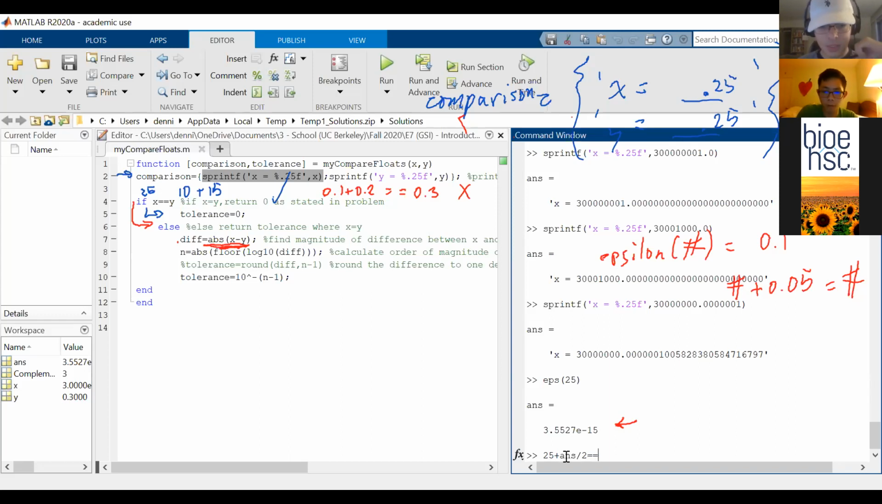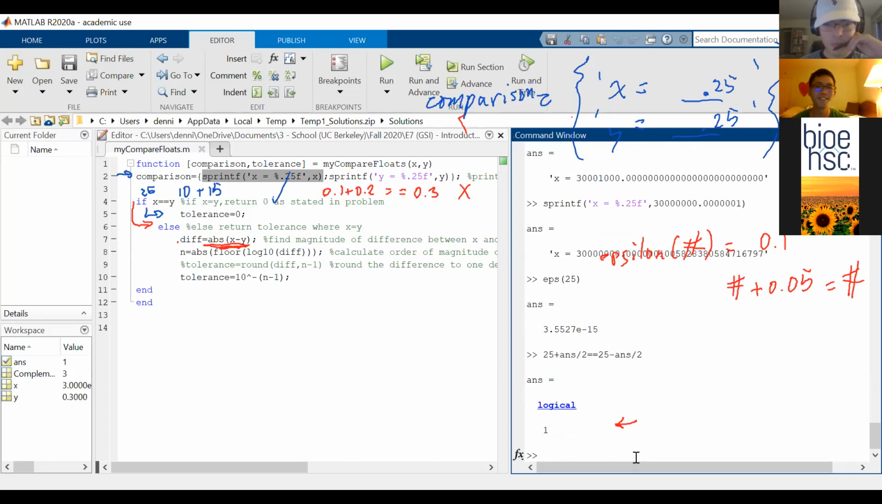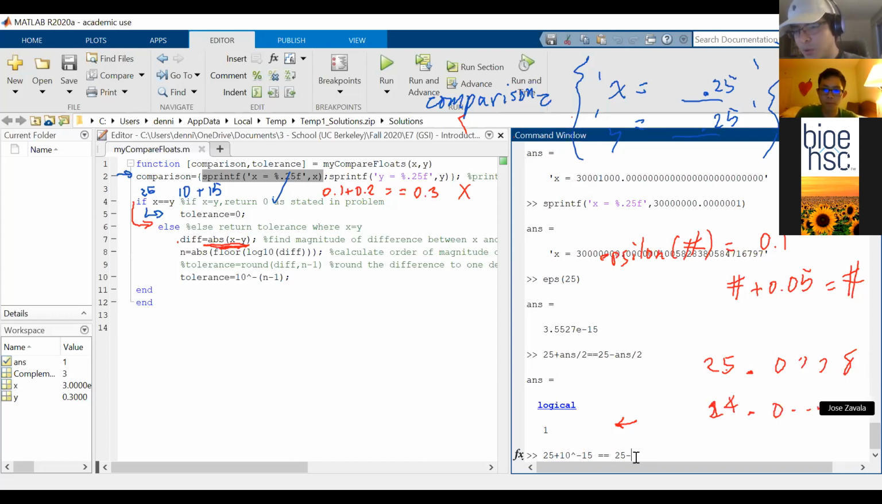I'm going to try this. 25 minus... let's do divided by 3 actually. Actually no, divided by 2. Answer divided by 2. So here he tested at 25 point many zeros, 8 or something like that, and 24 point many zeros, 0.2 or something like that, and the computer actually thinks they are the same number.